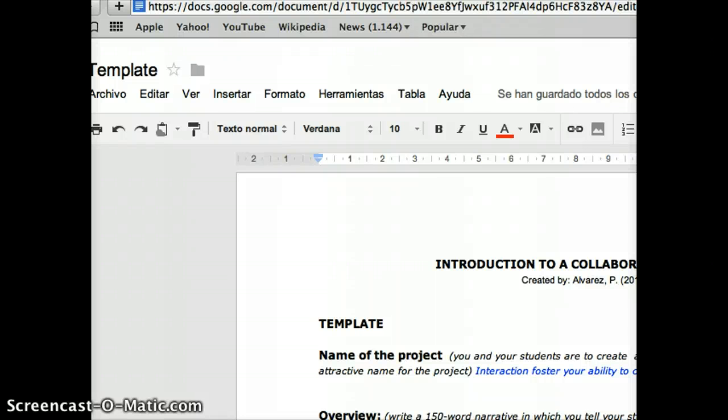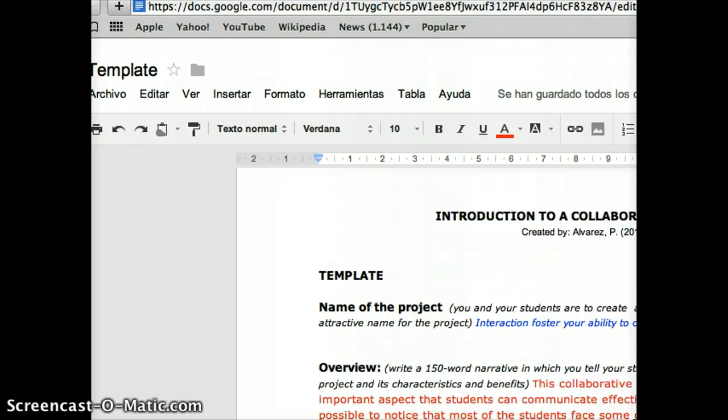Introduction to a collaborative project created by Lina and Bayardo Lopez, taking into account Professor Patricia Alvarez's template as a reference. Name of the project: Interaction fosters your ability to communicate meaning.